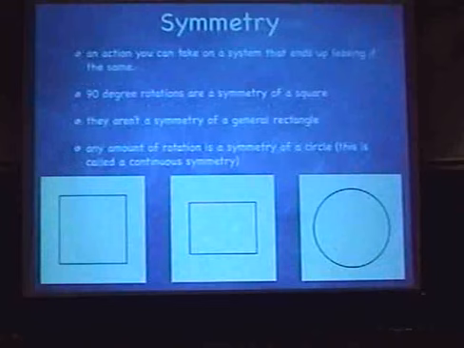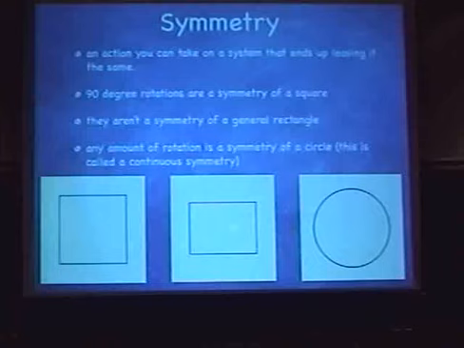Now, I'm going to take you away from that, and I'm going to introduce a third seemingly unrelated topic. What's a symmetry? A symmetry is an action you can take on a system that ends up leaving it the same. For example, here you have a square.